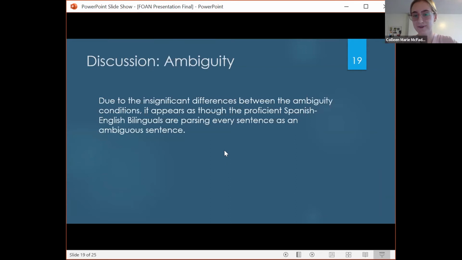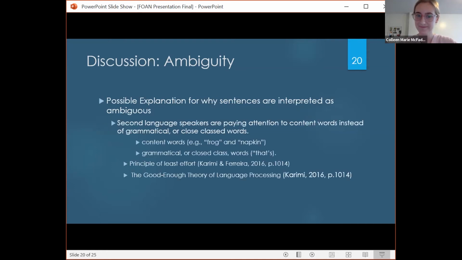So based on these results, we are thinking that due to the insignificant differences between the ambiguity conditions, it appears that Spanish-English bilinguals are parsing every sentence as an ambiguous sentence. A possible explanation for this is that they're focusing on those content words of frog and napkin, and they're not as sensitive to the grammatical word of that's, which helps to disambiguate the sentence. This would be consistent with the principle of least effort and the good enough theory of language processing, which both say that people like to pay the least amount of attention that they can to achieve a parsing of the sentence that makes sense for them.